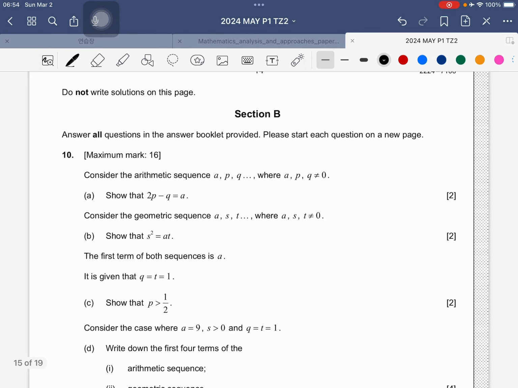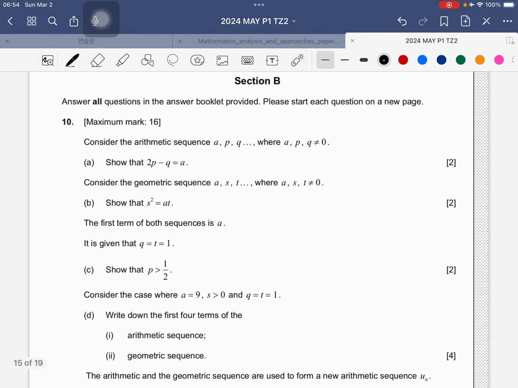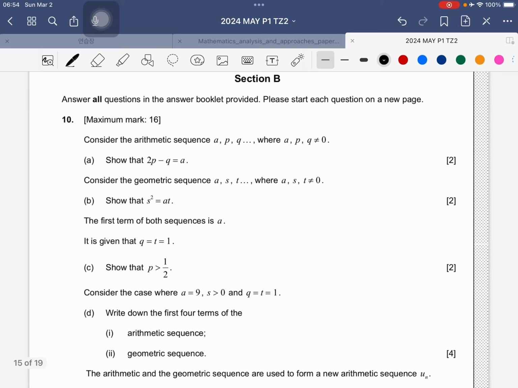Okay, question number 10. Consider the arithmetic sequence A, P, Q, where A, P, Q is not 0. Show that 2P minus Q equals A.